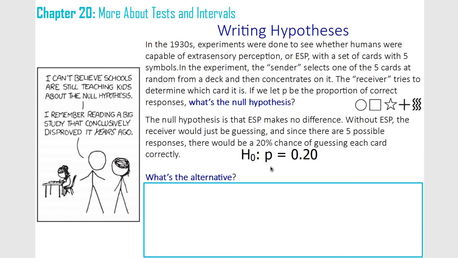So is it going to be a 1-tail or 2-tail? In this case, your first instinct might be to say, well, if you have ESP, then it must be greater than 20%. You must have a much better track record of getting the right card, right? Well, of course, there are other people who would say that even if they got less than 20% right, maybe they only get 5% of the time, that would also show that ESP exists because there's interference. I know that sounds crazy, but it's a thing.